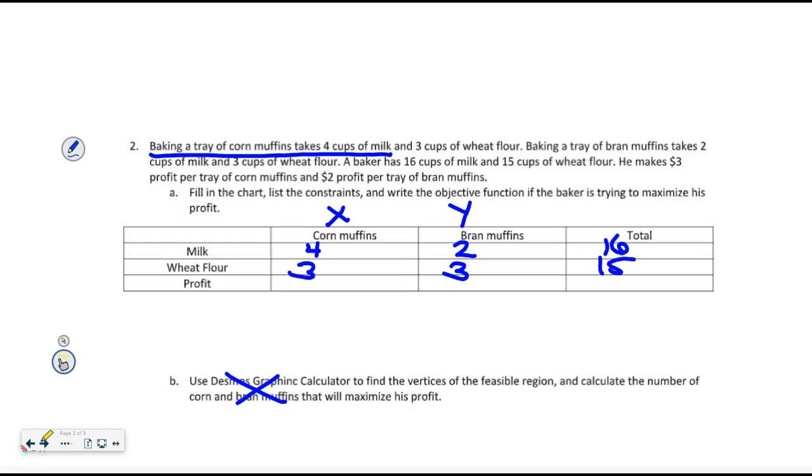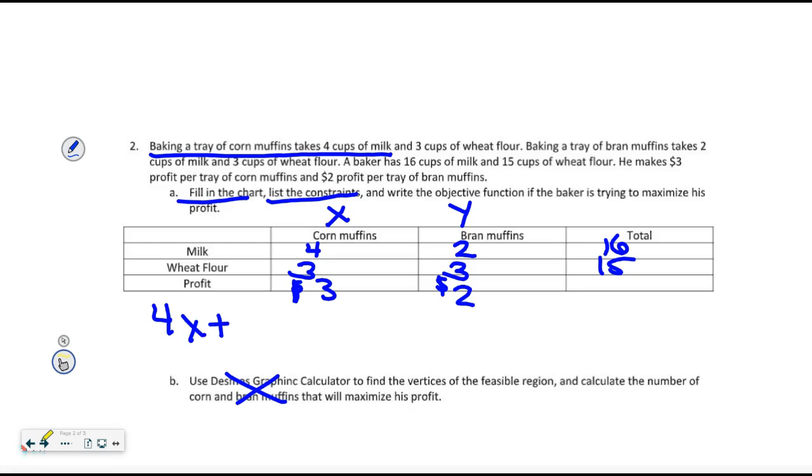So first thing you just do is fill in your table left to right. And for our profit, we make $3 for every tray of corn. And we make 2 for every bran. Okay? So you will be told to fill in the chart, list the constraints. This is what you list. You go across and you go like this.